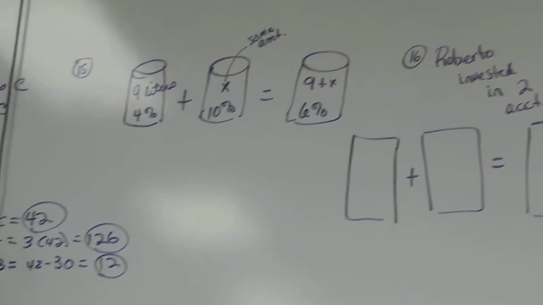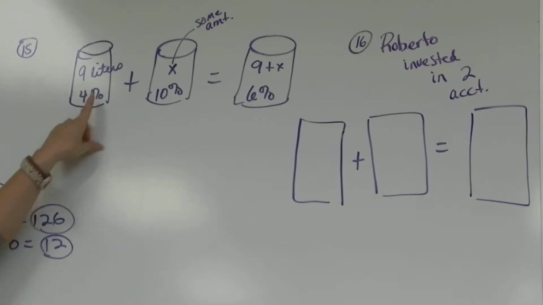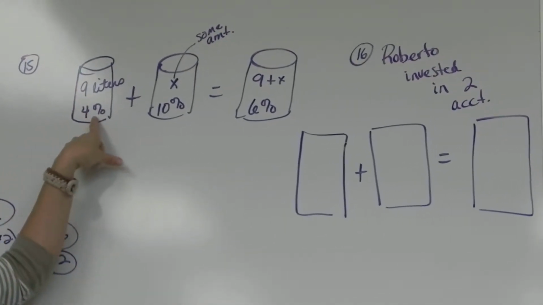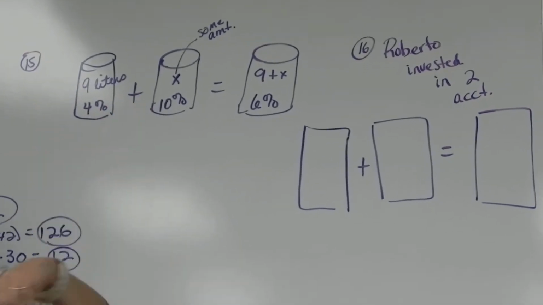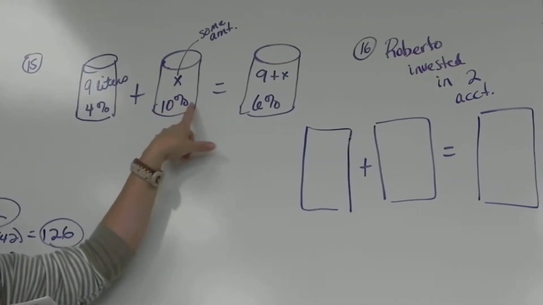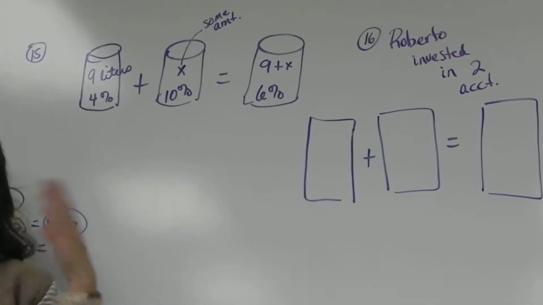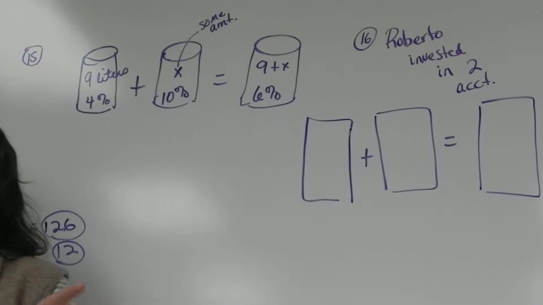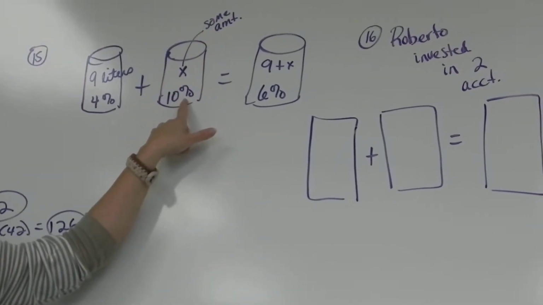In this problem, on number 15, we're talking about silver iodine solution. So in the first container, it says you have 9 liters, that's 4% concentrated. Then it says mixed with, that's your clue to go to the next container, mixed with or plus. In the next container, it uses the word some, 10% solution. It doesn't say how much at all. It just leaves you hanging there. So that's your unknown. So you have some amount there, and it's 10% concentrated.